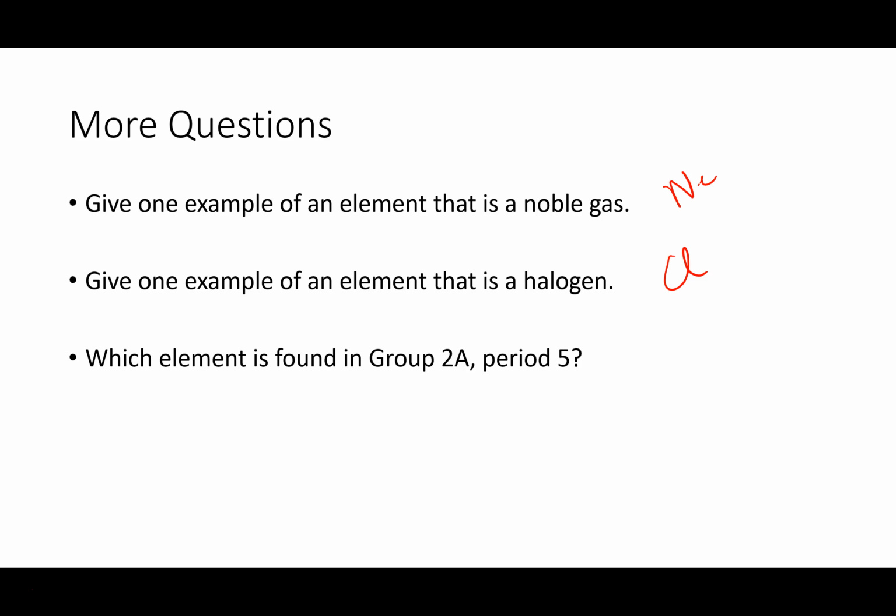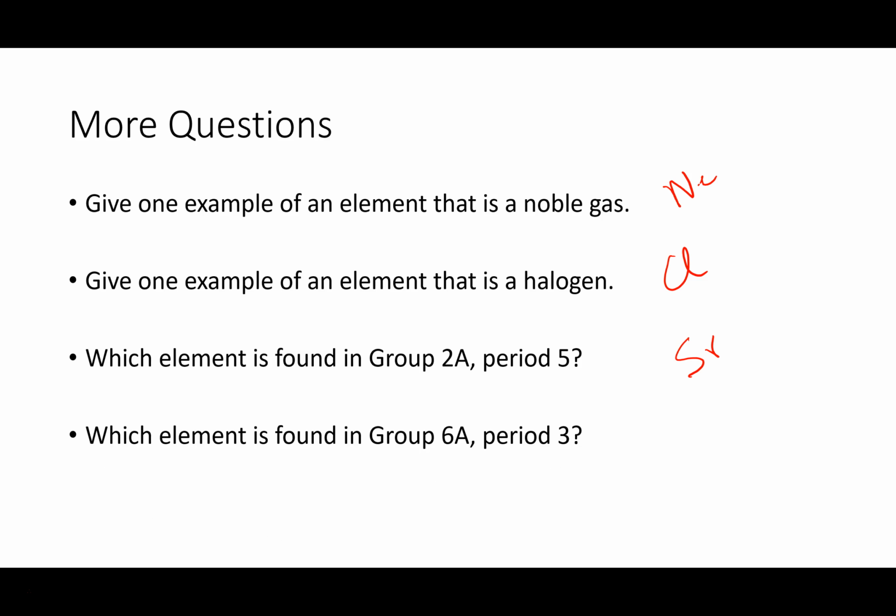All right, Kate. What about which element? This one narrows it down. It's like kind of like a grid sort of thing. It needs to be group 2A, period 5. Strontium? SR? Okay, very good. Perfect. Okay, so back to you again, Ashley. Which element is found, again, it narrows it down to group 6A, period 3. Sulfur, excuse me. My hearing is just terrible. Sulfur, S. Perfect.